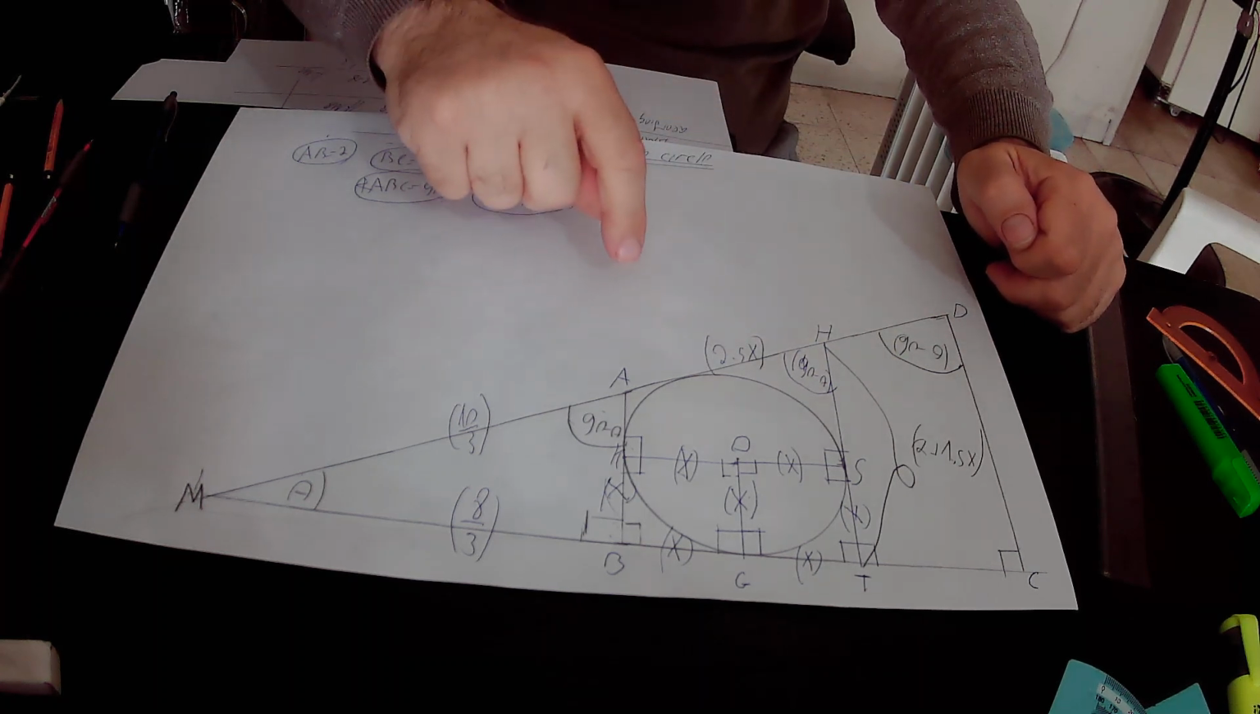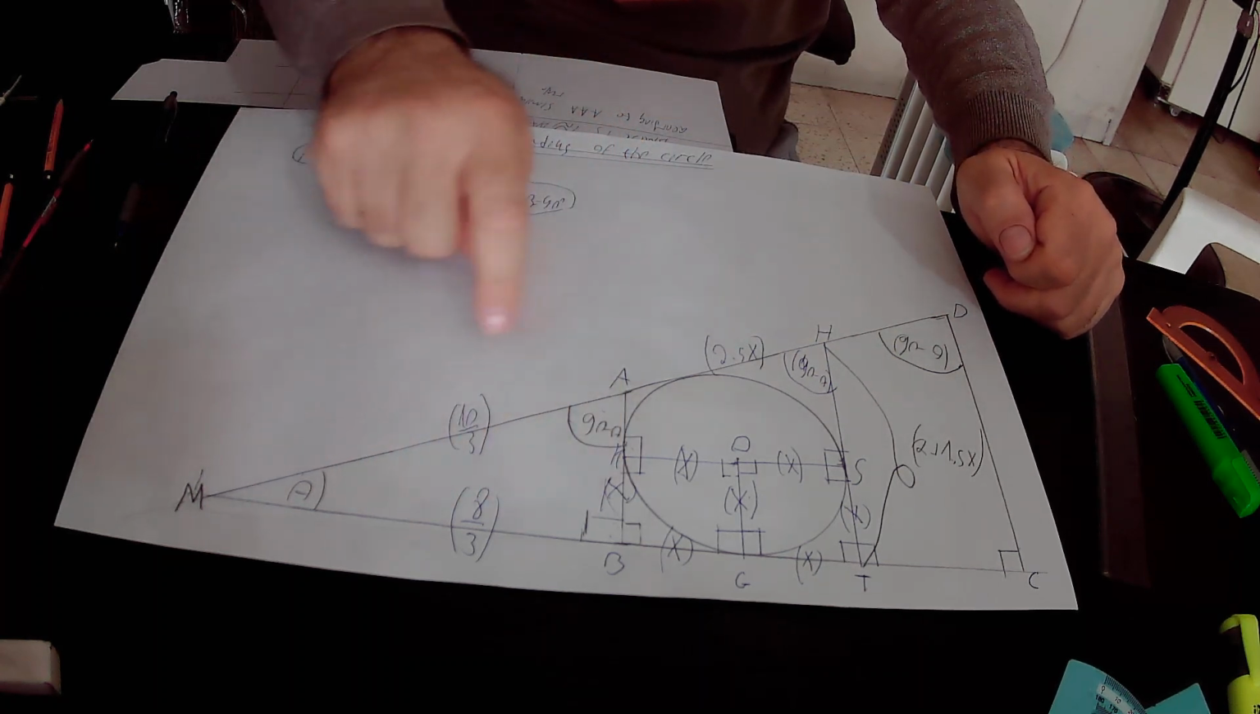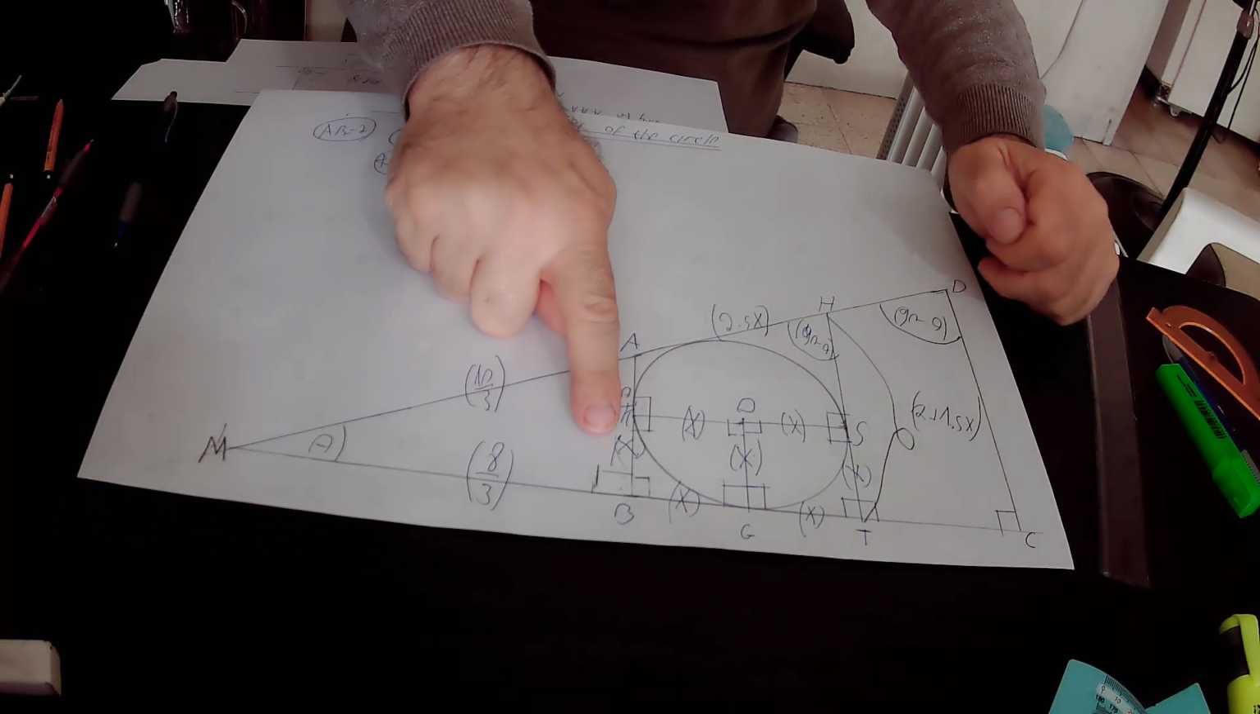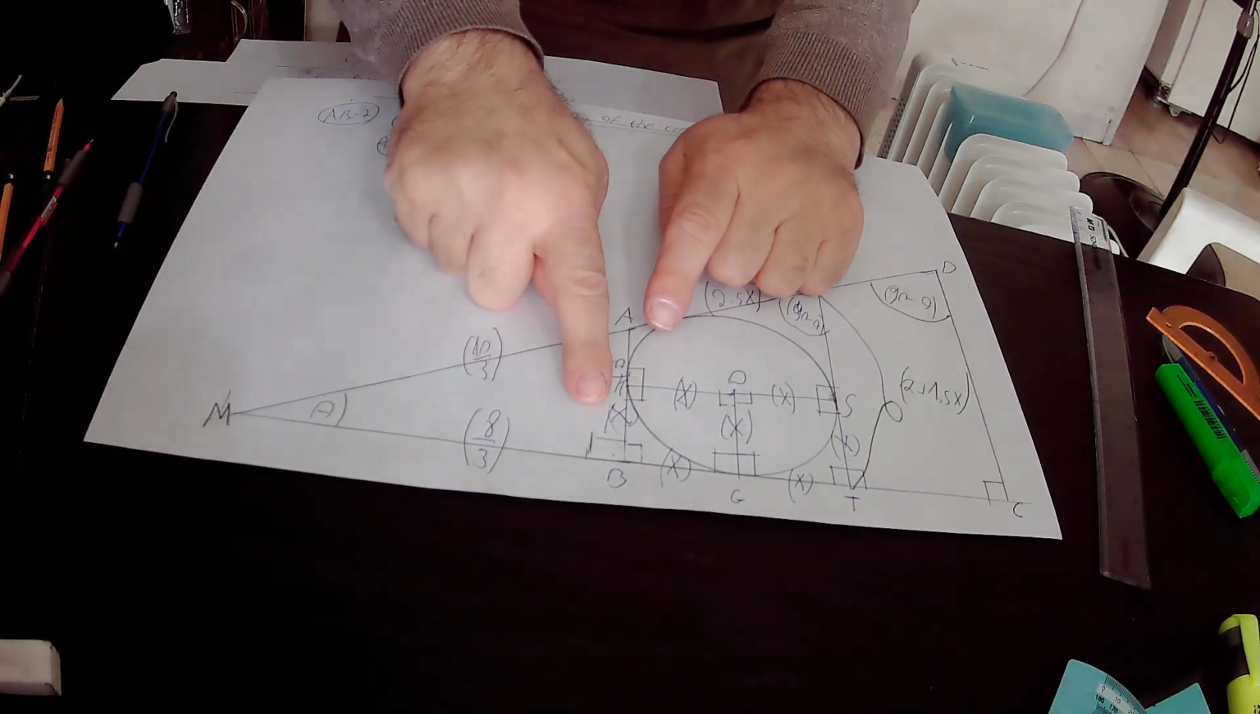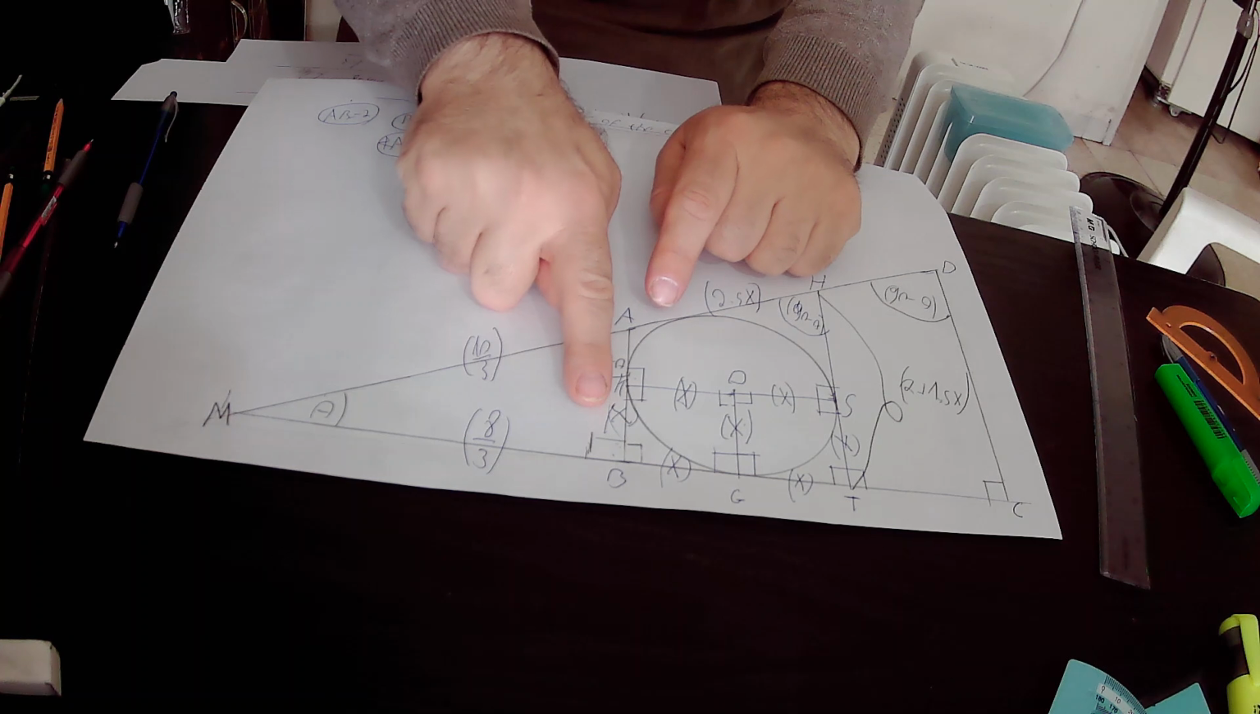Likewise, we focus on the right triangle ABM. Here, actually, why does this angle equal 90 degrees?